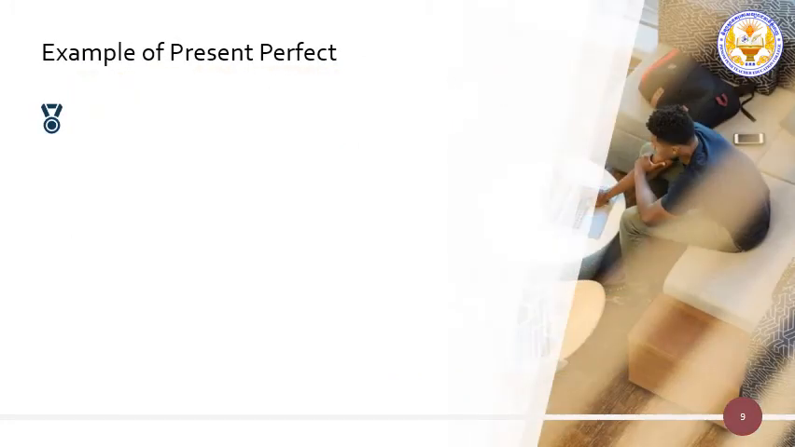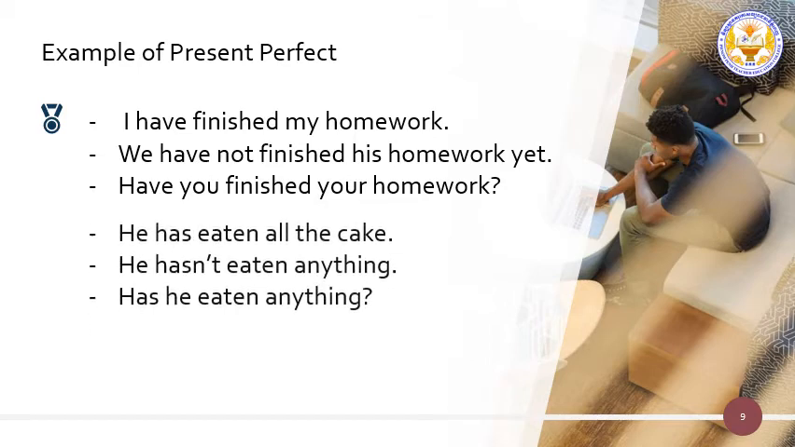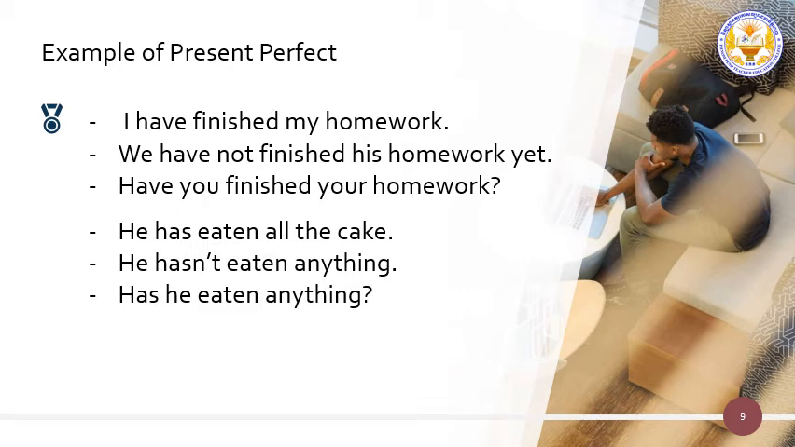So here are more examples of present perfect tense. I have finished my homework. We haven't finished our homework yet. Have you finished your homework? And here is another example. We just add not between have or has and the verb participle.